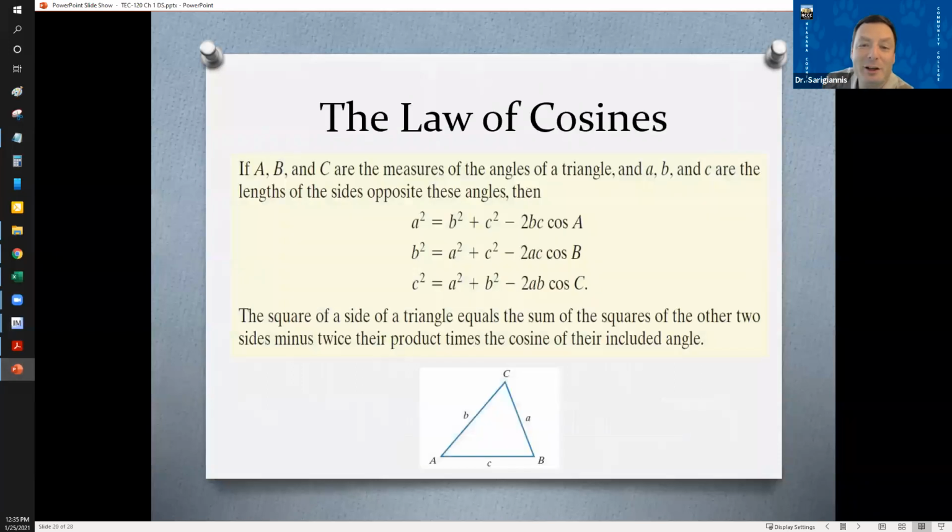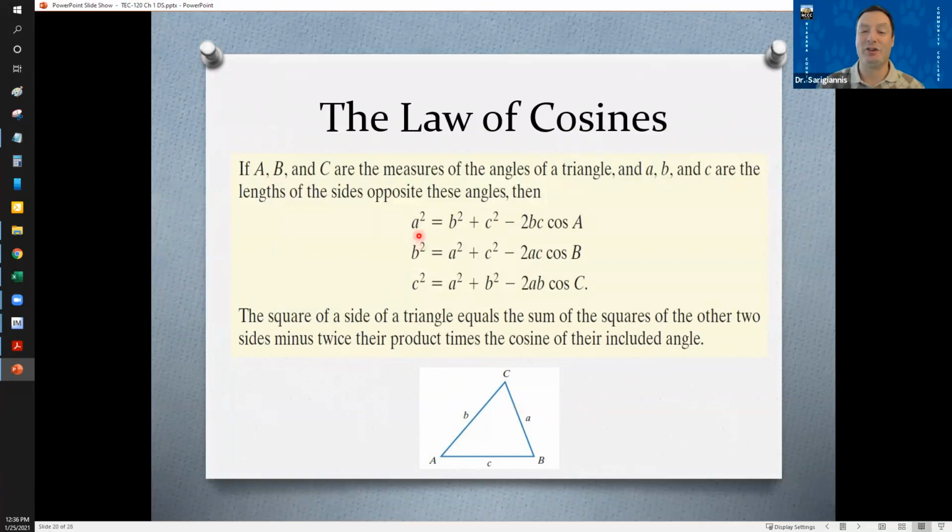Law of cosines. You guys remember this one? Some of you? All right. What's interesting about this is you can actually see the Pythagorean theorem in it. Let's just go over this. So this is saying that we're referencing this triangle below, right? And the square of a side of the triangle is the sum of the squares of the other two sides minus twice their product times the cosine of their included angle. What the heck does that mean, right? The included angle.